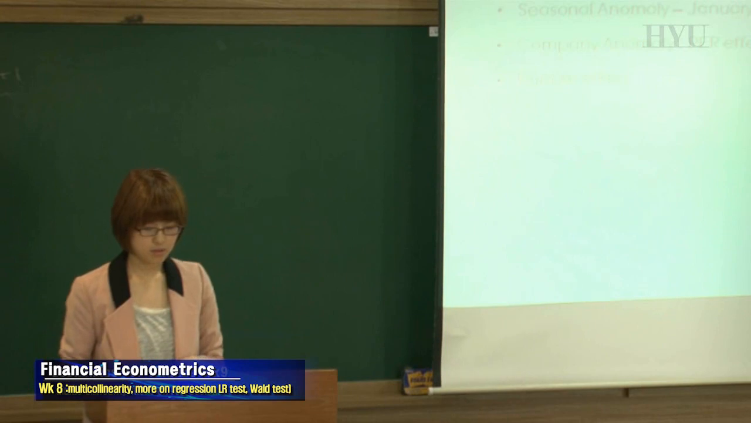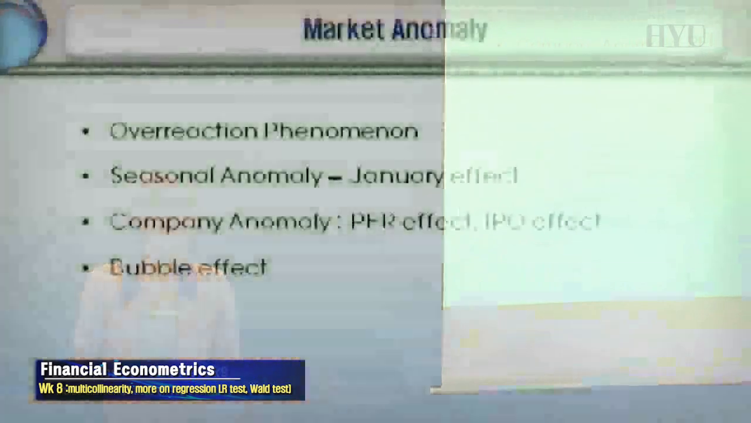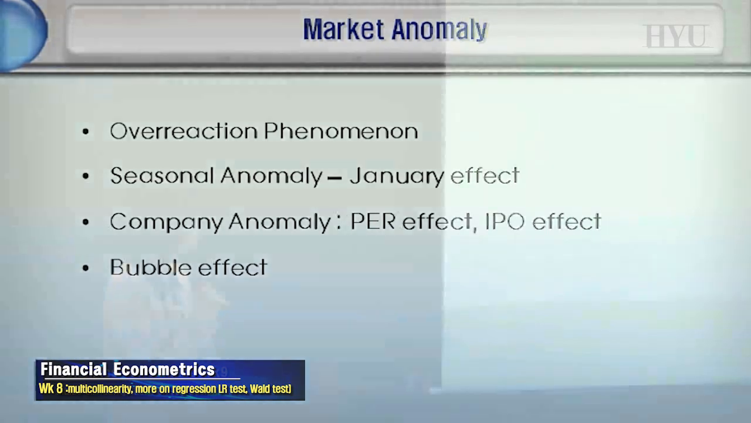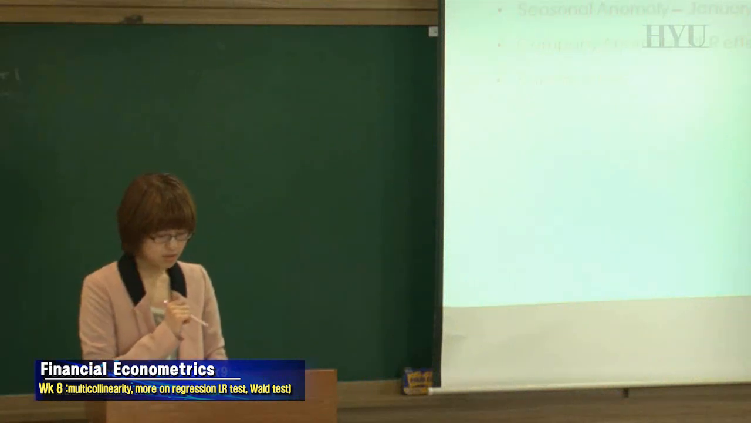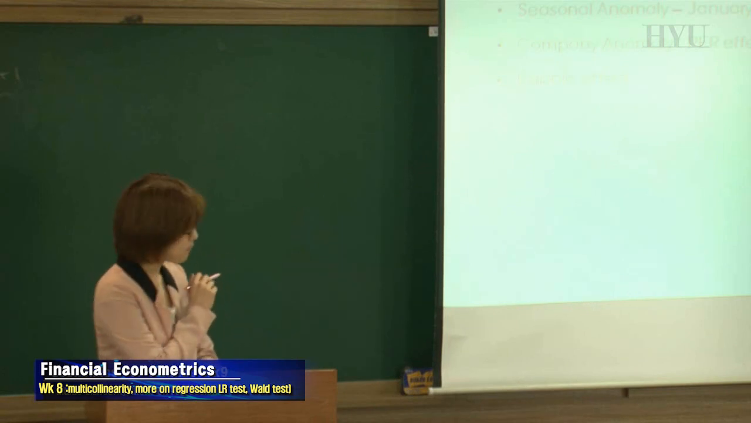Finally, I'd like to introduce the market anomaly. It is a price and/or return distortion on a financial market that seems to contradict the EMH. There are several market anomalies, which are the overreaction phenomenon, seasonal anomalies like the January effect, and company anomalies like the PER effect, especially the low PER effect, and the IPO effect and the bubble effect.